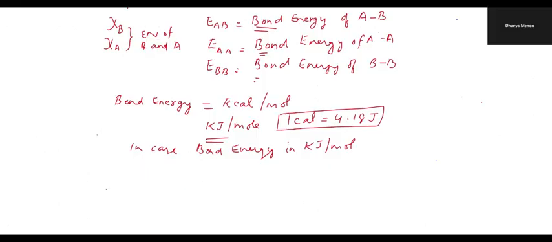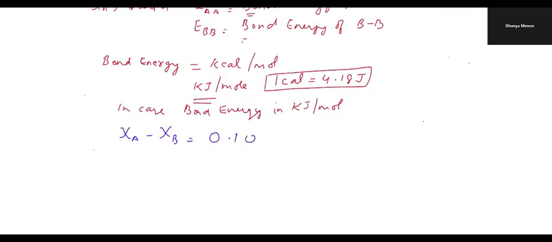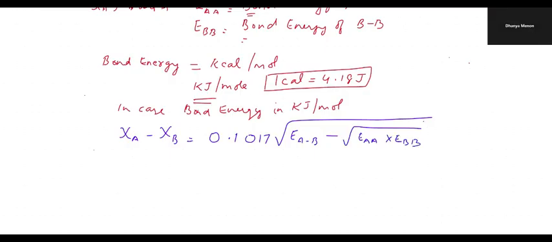Formula is the same, but you have to change one small value. Here, what did we write in this formula? 0.208. Instead of 0.208, we will write 0.1017. The rest is the same: under root EAB minus under root EAA times EBB. Only that is the difference in case the bond energy is given in kilojoules per mole.